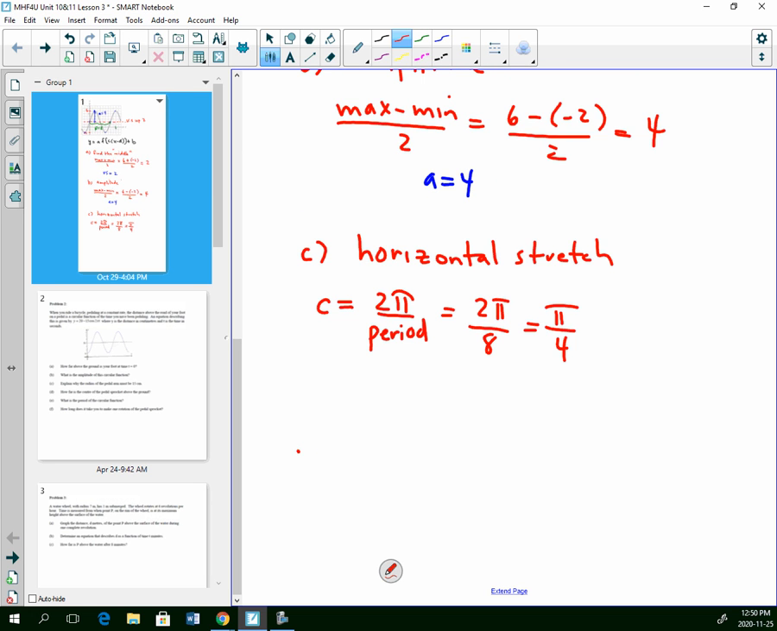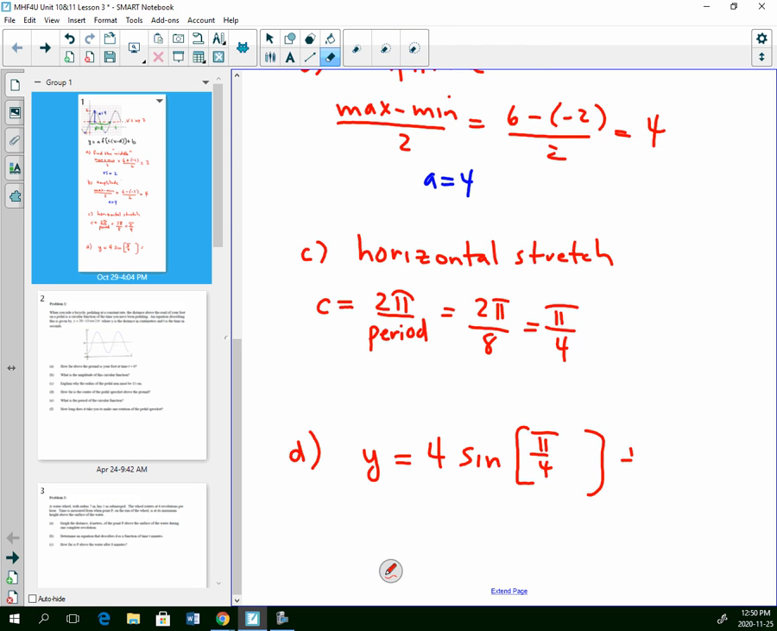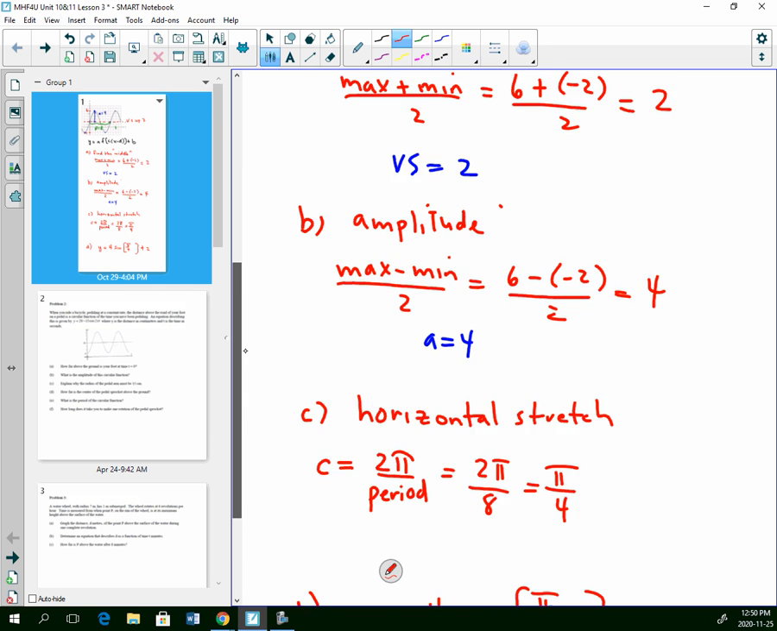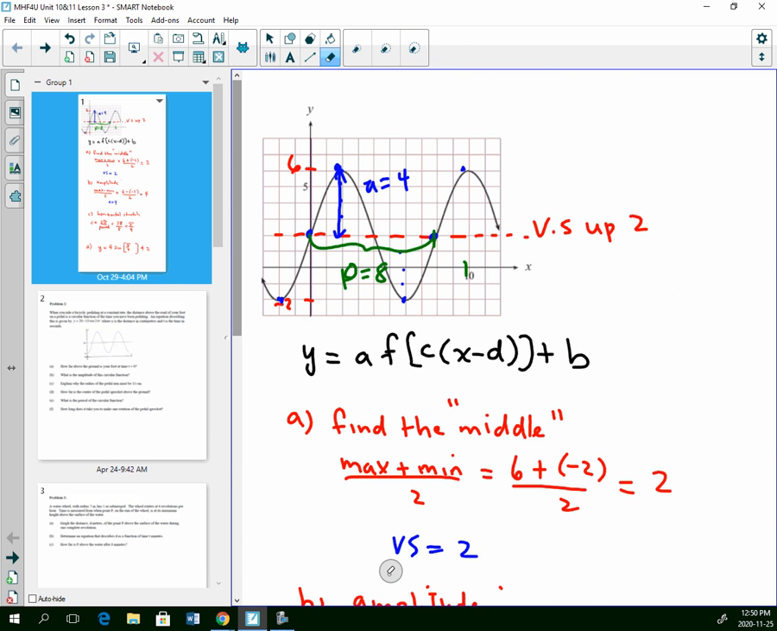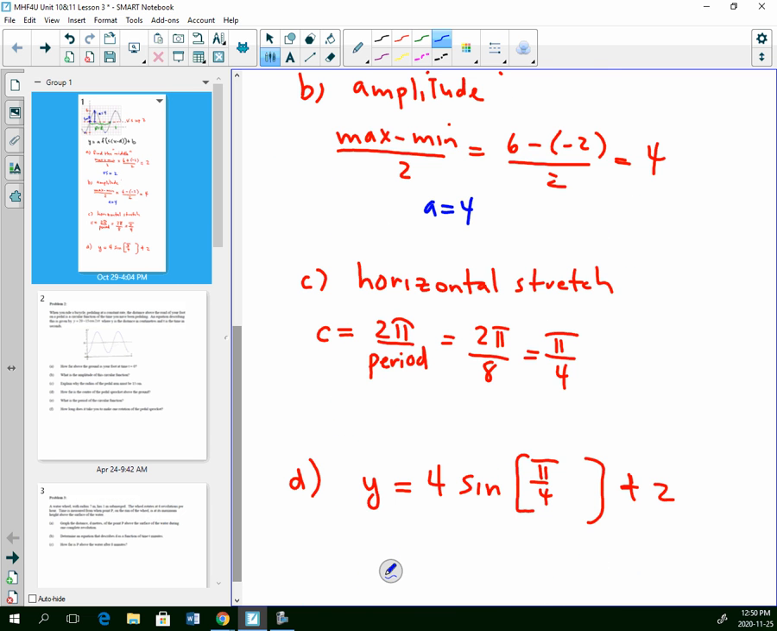All right, so now we can start putting the equation together. The amplitude is 4. I'm going to do it in sine first. The C value is pi over 4, and the vertical shift is up 2. Now all I have to look at is where does sine start? In this graph, sine is starting exactly where it should start, at 0, 0. So there is no horizontal shift with the sine curve. So I would just say sine pi over 4x. It has not shifted left or right.